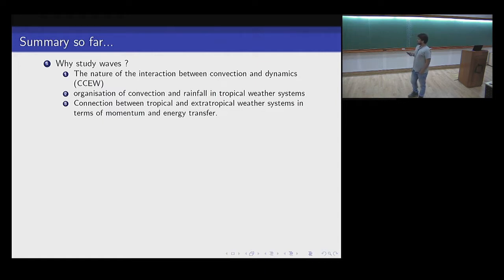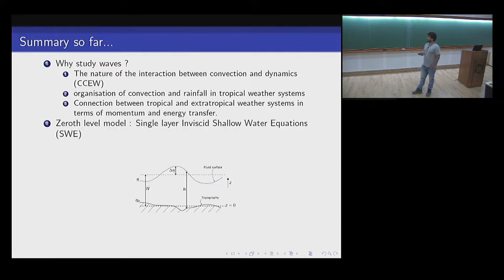And for example, another interesting question is the organization of convection and rainfall at a large scale in the tropical systems. And yet another interesting question is: is there a sort of connection between these tropical and extratropical systems, and can such a connection be addressed by such waves? So these are the rough motivation of why one studies these waves.